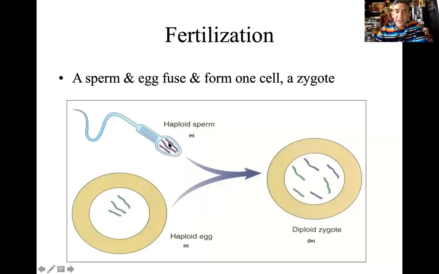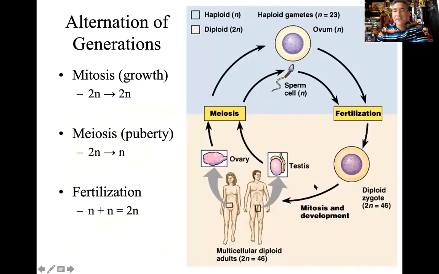So 3 haploid chromosomes come from the male, 3 haploid chromosomes come from the female. In fertilization, now we have 1 cell, 1 diploid zygote, that first fertilized cell, with a total of 6, 3 greens, 3 purples. Right? In humans, it's the same thing that happens.